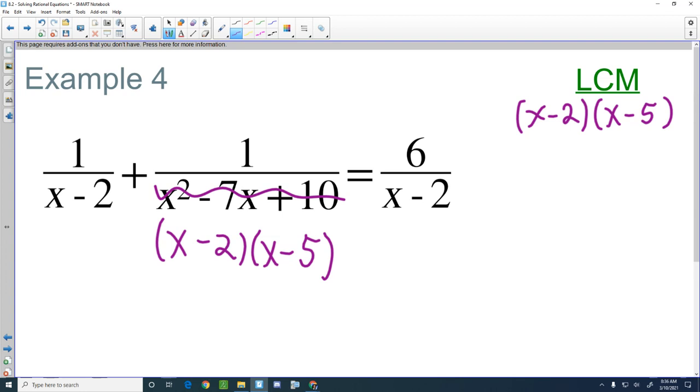All right, now what I want you to do is multiply each numerator by that LCM. Cancel out those terms or factors that are on the top and bottom. And then solve it for x. All right, so I'm having you do a little bit more on your own this time compared to the last problem.